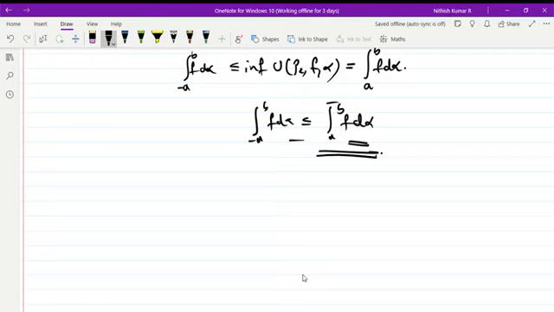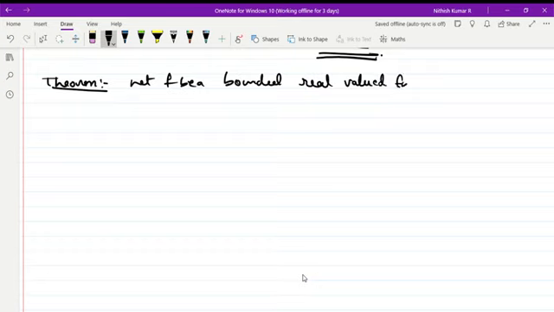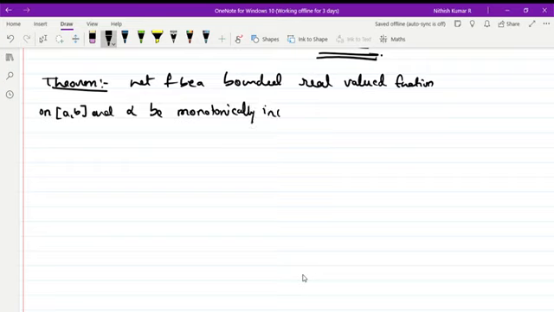So let's move forward to the next theorem. This theorem says, okay, let f be a bounded real valued function on the closed interval [a, b], and alpha be a monotonically increasing function on the closed interval [a, b].